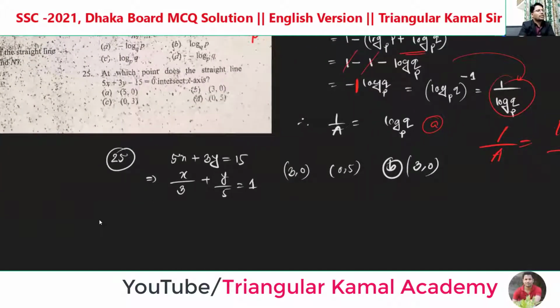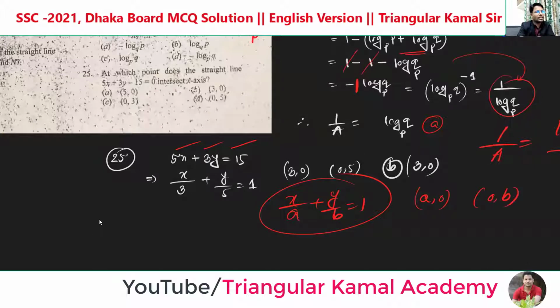At which point does the straight line intersect the x-axis? So here we see the equation 5x plus 3y equals 15. Dividing each term by 15, you will get here x by 3, y by 5 equals 1. So this is the formula x by a plus y by b equals 1. This is the equation of a straight line which intersects the x-axis at a0 and the y-axis at 0b. So converting this equation, there will be 3 0 and there will be 0 5.